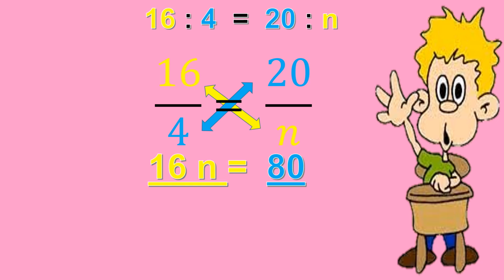To get the value of n, we will divide both sides by 16. 16 divided by 16 equals 1, or 1n, or n. Next, 80 divided by 16 equals 5. Therefore, the missing term n equals 5.